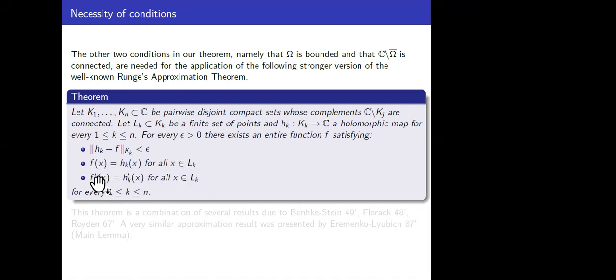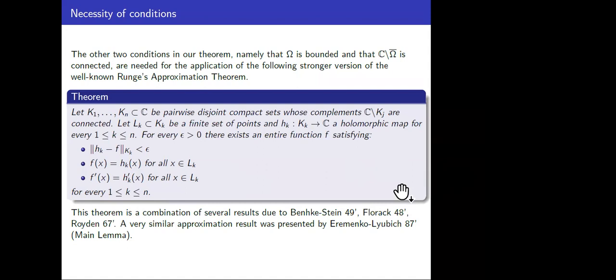But you can also prescribe up to a finite order. So let's say here I choose the order 1. So you can also prescribe derivatives at finitely many points. Okay. And this is sort of the older version. It's hard to find it exactly written in this shape somewhere, but it's a collection of many results from the 50s and 60s. Okay, but a very similar statement was also given in the paper of Eremenko and Lyubich of '87, which is called the main lemma, if somebody has read it already.